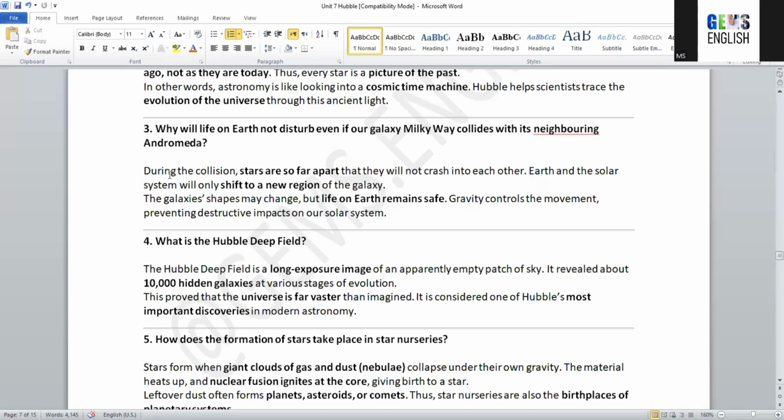During the collision, stars are so far apart that they will not crash into each other. Earth and the solar system will only shift to a new region of the galaxy. The galaxy's shapes may change, but life on Earth remains safe. Gravity controls the movement, preventing destructive impacts on our solar system.